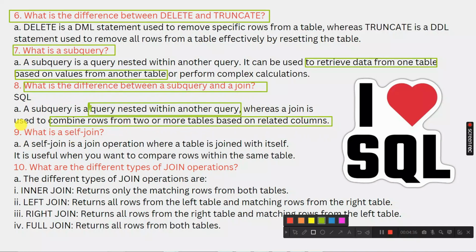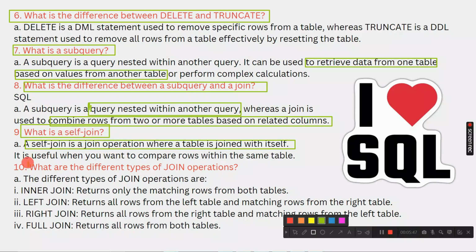Then the next question is, what is self-join? This is one of the most important questions that you will definitely get during your interview process. So, a self-join is a join operation where a table is joined with itself. It means we are using the self-join whenever we want to compare the rows within the same table. In that scenario, we use the self-join.